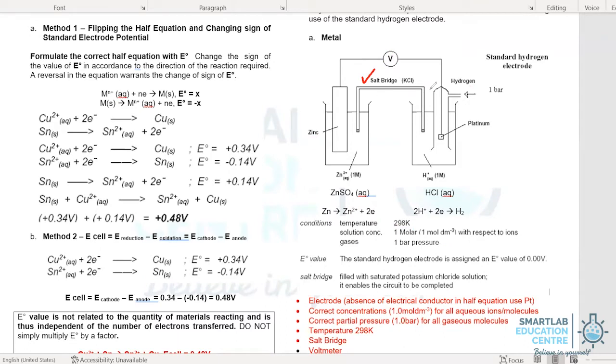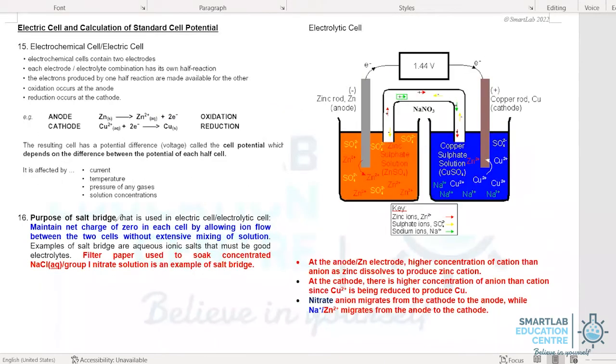We will also need to have a salt bridge, whether in an electrochemical cell or in an electrolytic cell. The purpose of the salt bridge is to ensure that they maintain a net charge of 0 in each cell by allowing ions to flow between the two cells without extensive mixing of the solutions. So typically, a salt bridge is made of aqueous ionic salts that must be good electrolytes. So for example, a lot of group 1 nitrates or group 1 salts which are soluble.